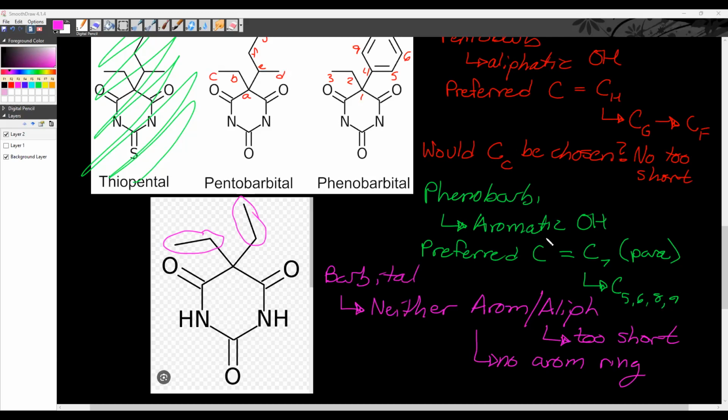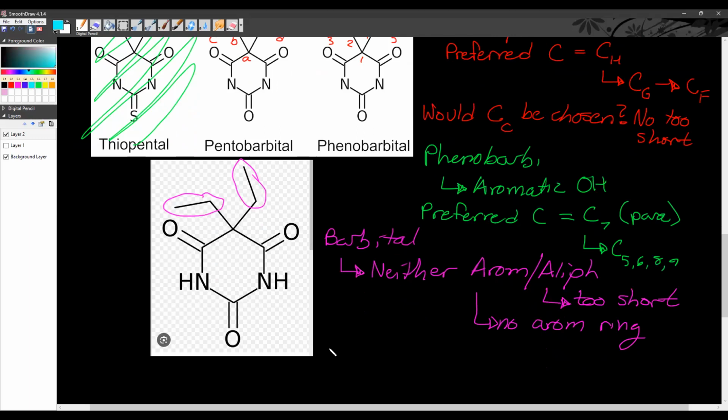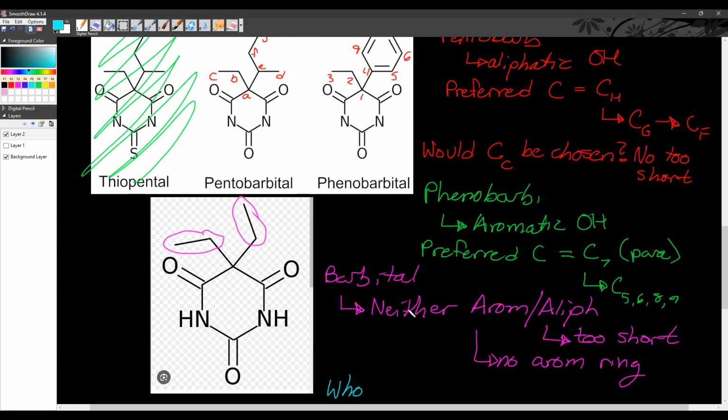So here's the last question. Of these three drugs, pentobarbital, phenobarbital, and regular old barbital, who has the longest half-life? So the half-life is a function of how many active places we can create for phase 1 metabolism.